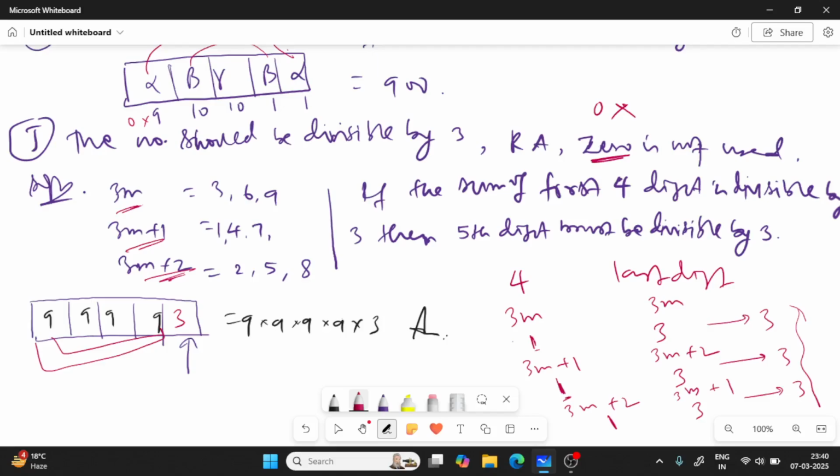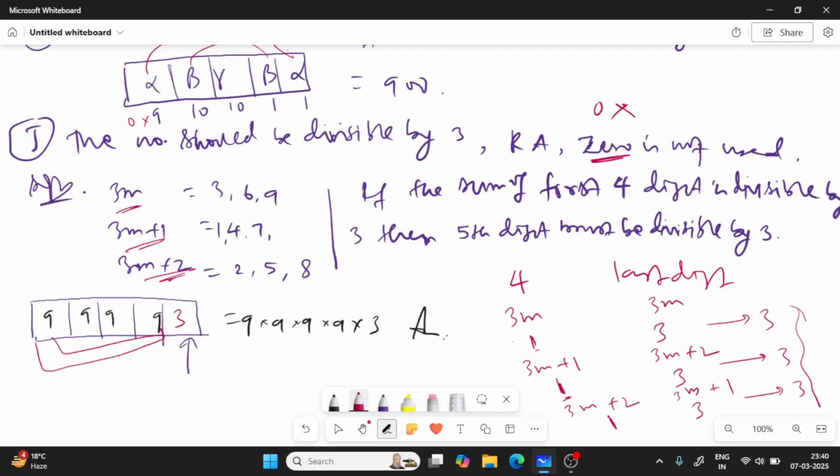If the sum of the first four digits is of 3m plus 1 type, in how many ways? One way. But if this number is of 3m plus 1 type, then the last digit has to be of the form 3m plus 2 type. But how many numbers are of 3m plus 2 type? Three numbers: 2, 5, 8, as you can see here. So we'll have three ways.